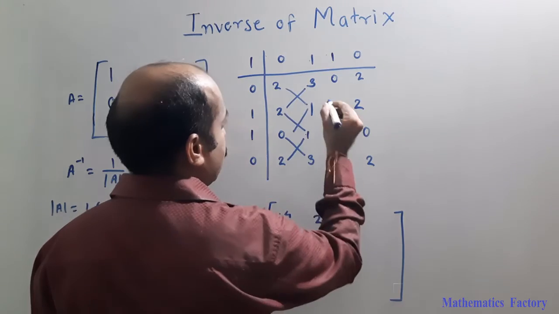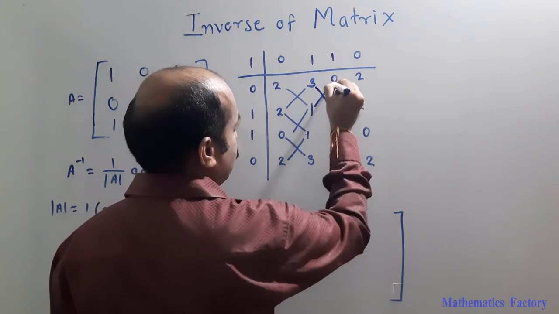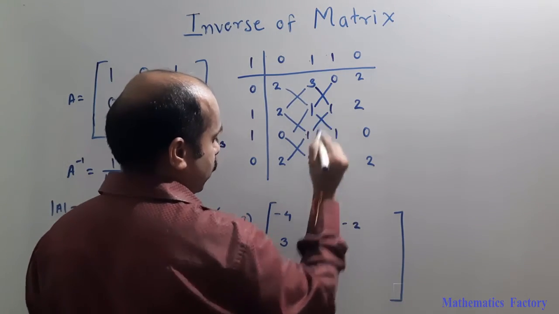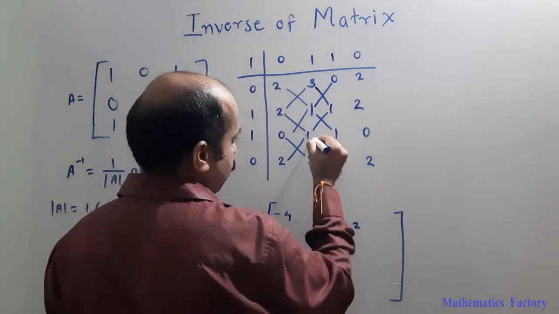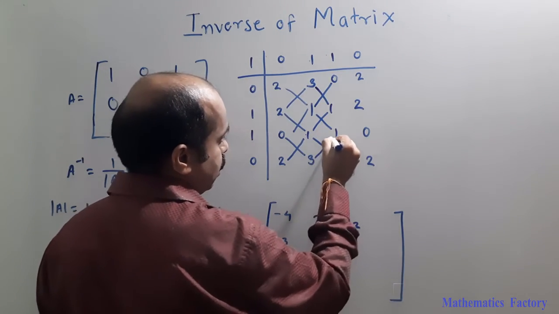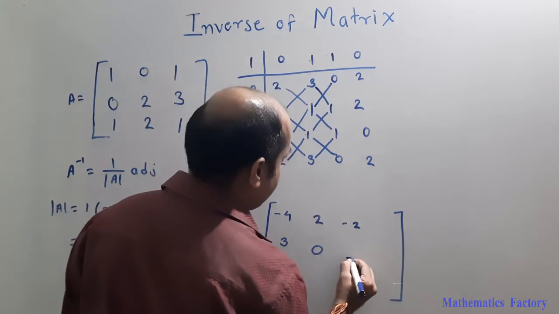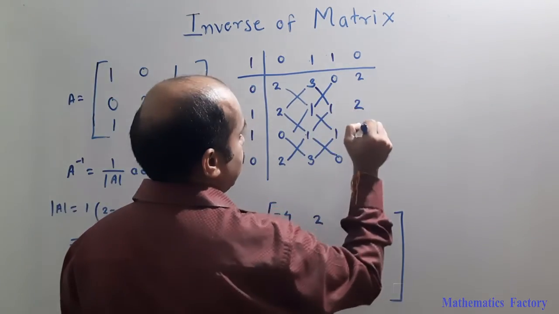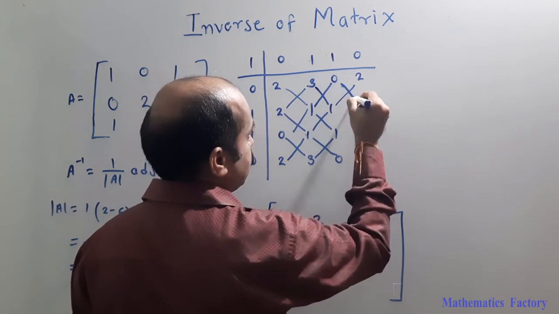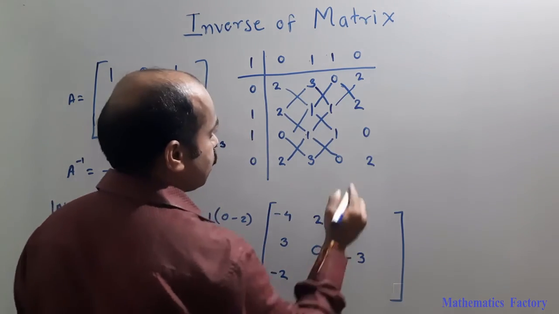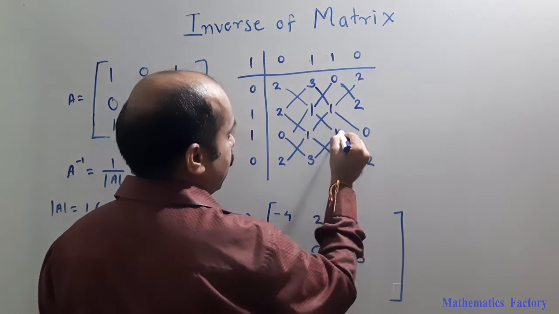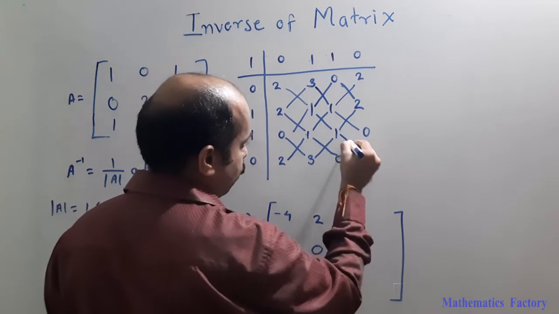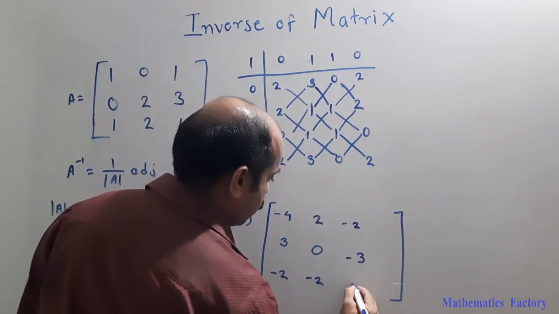Now in the second row, 3 into 1 minus 1 into 0, that is 3. 1 into 1 minus 1 into 1, that is 0. 1 into 0 minus 3 into 1, that is minus 3. Next, 0 into 2, that is 0, minus 2, that is minus 2. Next, 1 into 0 minus 1 into 2, that is minus 2. Next, 1 into 2 minus 0, that is 2.